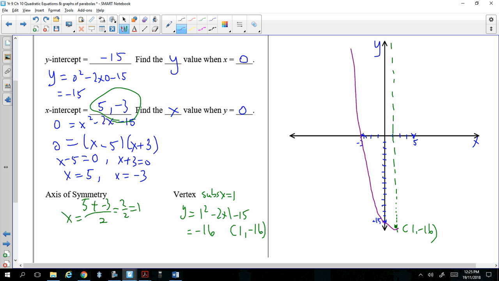The axis of symmetry tells you where the vertex is, but you must substitute that into the formula in order to work out the y value. It's the average of the 2 x-intercepts. So it must be symmetrical, must be the same distance from both x-intercepts. Right, all got it?